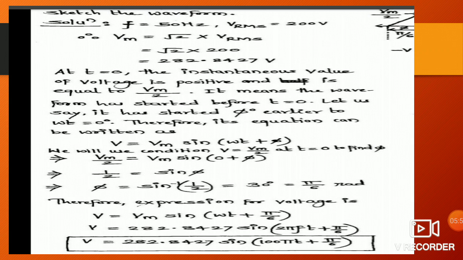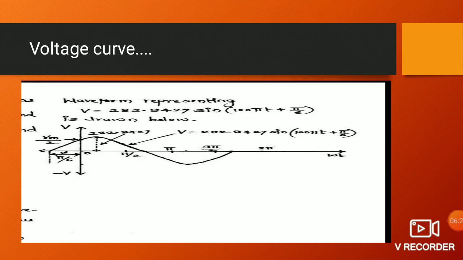Now substituting the other values, Vm as 282.84, and as we know the formula ω = 2πf, and we have f = 50 hertz. So substituting all the values, the final answer we get is v = 282.84 sin(100πt + π/6). Now moving towards the waveform sketch, we have the equation v = 282.84 sin(ωt + π/6), that is 100πt + π/6.